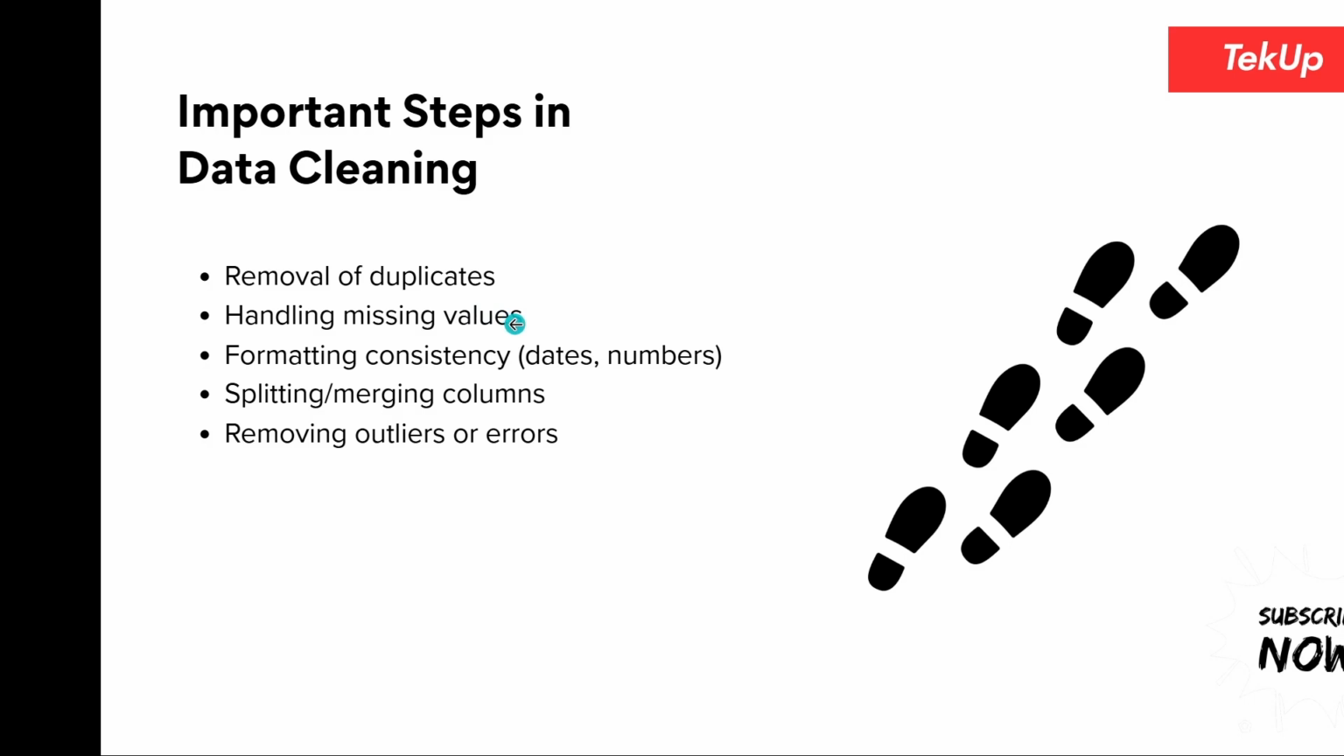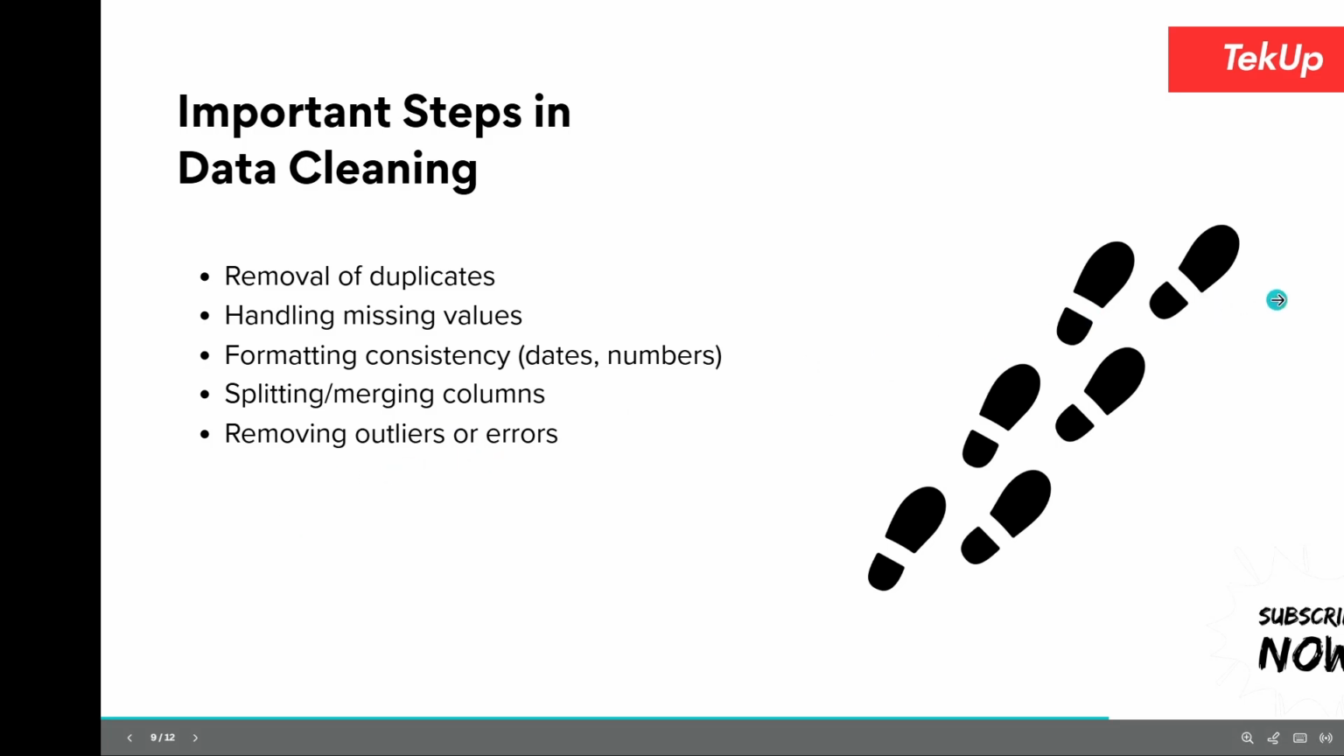Now, you need to handle missing values. When you're working with data, you will see that some columns have missing rows. Now, missing values can actually mess up our analysis, so you actually have to handle missing values. Formatting consistency. Now, different rows in a column can actually have different formatting. This is actually where we handle our formatting issues and ensure that all rows in every column have appropriate and consistent formatting. Splitting or merging columns, removing outliers or errors.